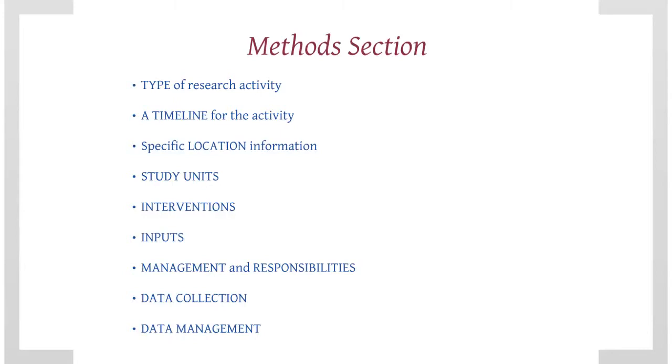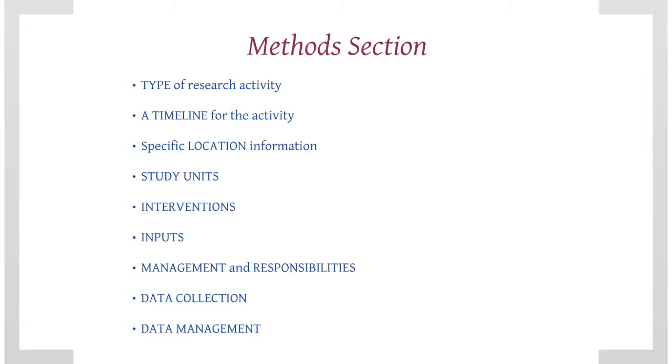Type of research activity, whether it's an experiment, survey, or an observational study. A timeline for the activity. Specific location information, including how the locations are to be or were selected. Study units, whether these are households, fields, farmers, again, detailing how they are to be or were selected. Intervention information, such as treatments or specific conditions set up by the research activity to observe their results.